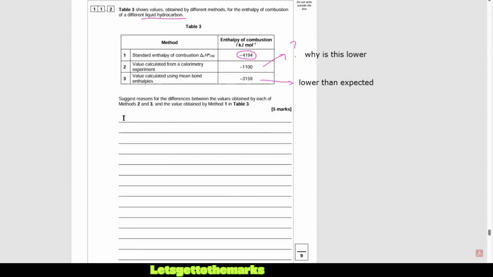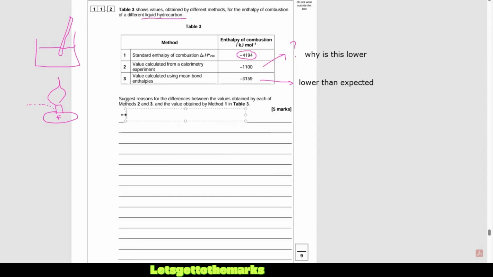So here we go. Right, when you're doing combustion, just think about your little combustion setup. You've got your flame, you're heating your water. You've got your water in there, you've got your thermometer, and you've got your fuel in here. Of course, what can happen is some of the fuel can evaporate, and therefore you don't get an accurate answer.